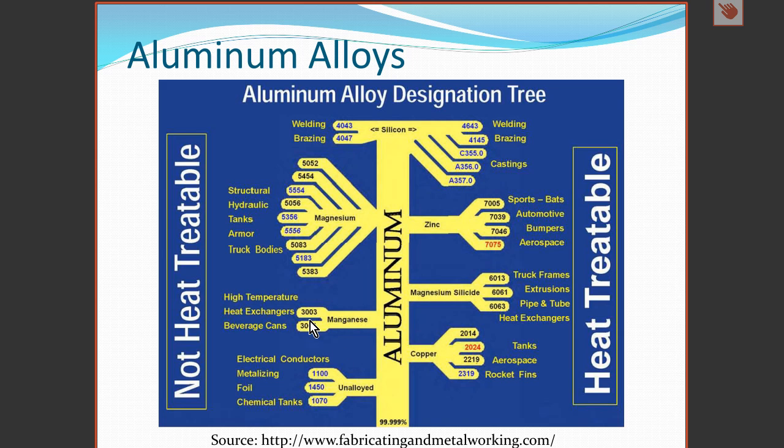Here we see manganese alloys of the 3000 series. 5000 series alloys are magnesium aluminum alloys, or aluminum magnesium alloys. Here we see silicon, aluminum silicon alloys are commonly used for castings.